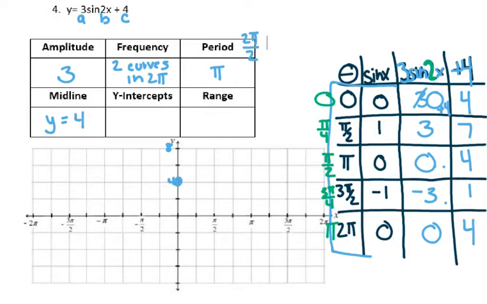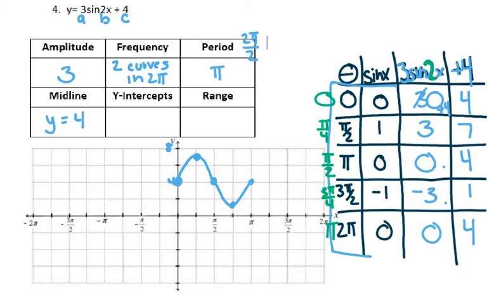Now my next point that I have to plot is pi over 4. So that puts me right between my 0 and pi over 2 and up 7. So that's 2, 4, 6, 7. At pi over 2, I'm going to be at 4. At 3 pi over 4, I'll be at a positive 1. And at pi, I'll be back to positive 4. So those represent my 5 main points of my function.